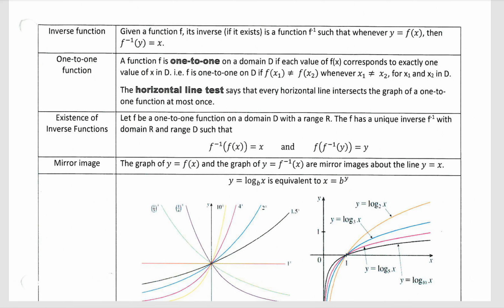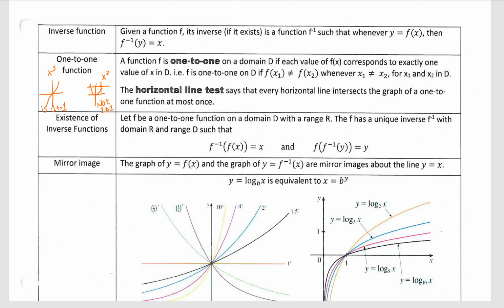So, what is one-to-one? For example, x cubed is one-to-one. Okay, but however, x squared is not one-to-one. Why? Because you can see there is a y value that corresponds to two x values.